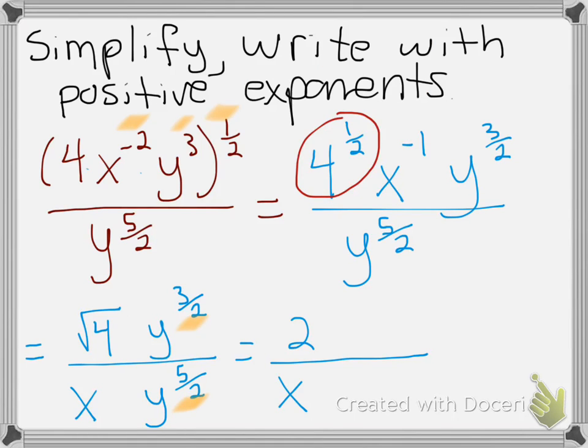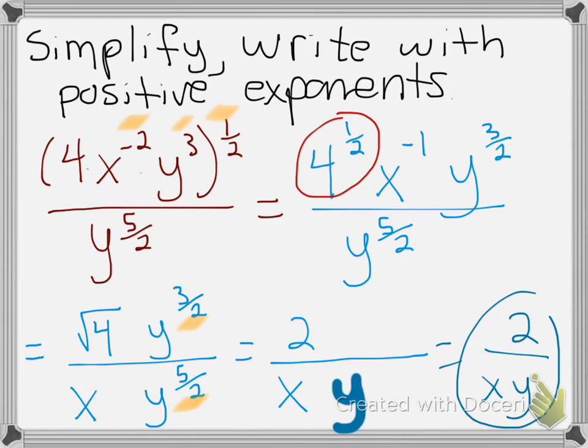Let's go back and look at that. This will become a y to the negative 1. But instead of just making a y to the negative 1 on top, we can just make it a y to the positive 1 on bottom. So that just makes it a little bit smoother. So our final answer would be 2 over xy. Ta-da!